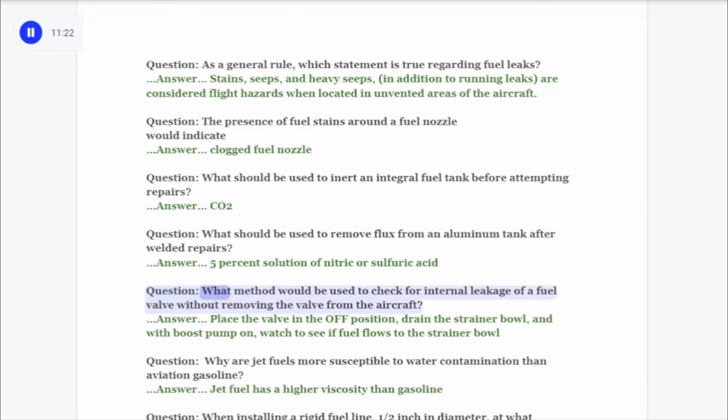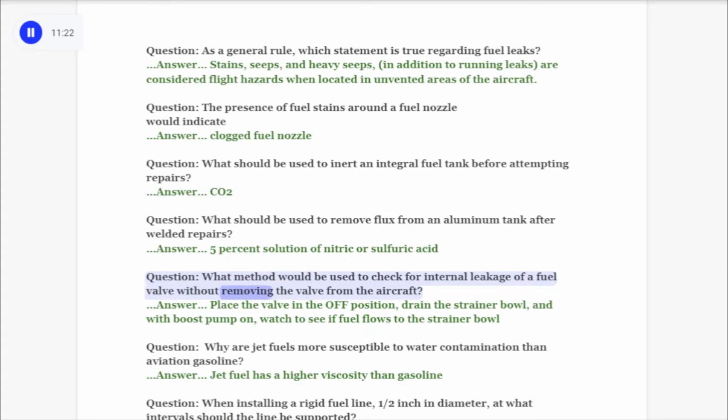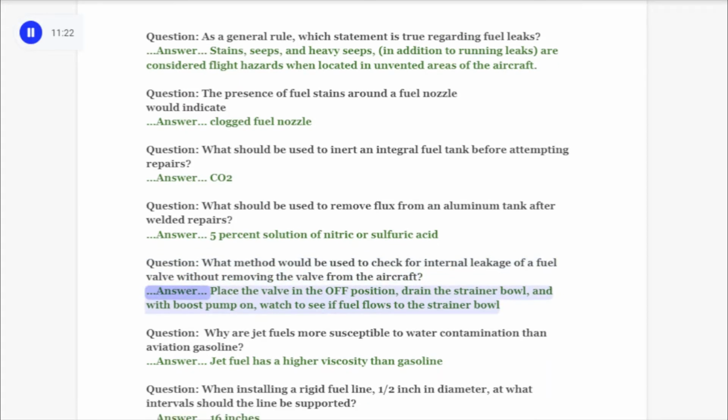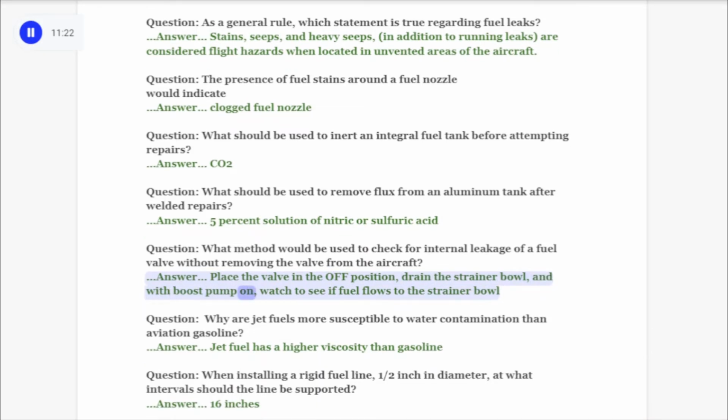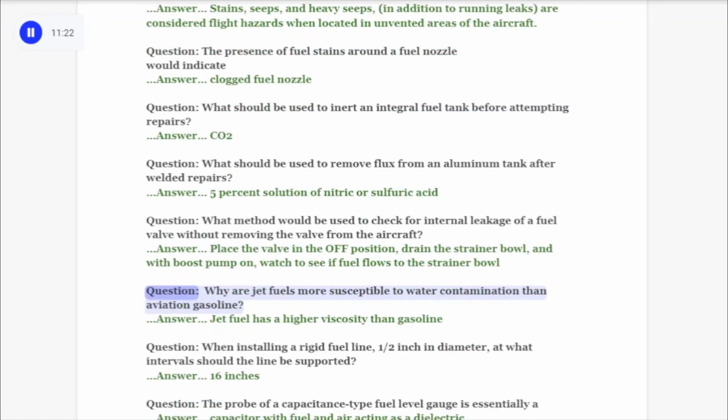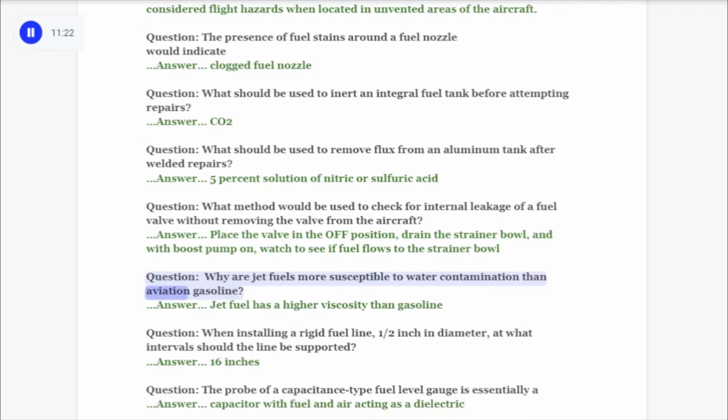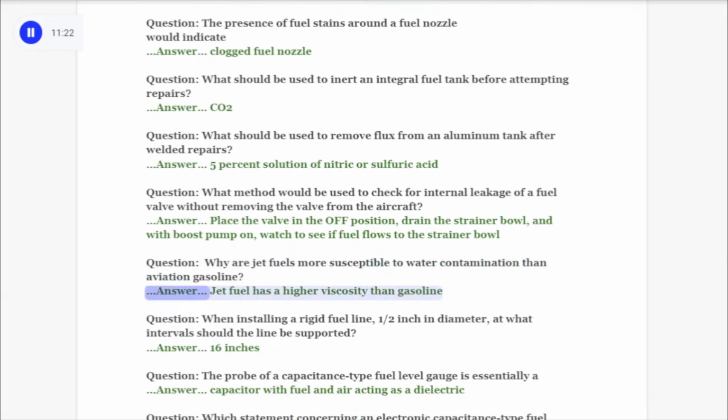Question: what method would be used to check for internal leakage of a fuel valve without removing the valve from the aircraft? Answer: place the valve in the OFF position, drain the strainer bowl, and with boost pump on, watch to see if fuel flows to the strainer bowl. Question: why are jet fuels more susceptible to water contamination than aviation gasoline? Answer: jet fuel has a higher viscosity than gasoline.